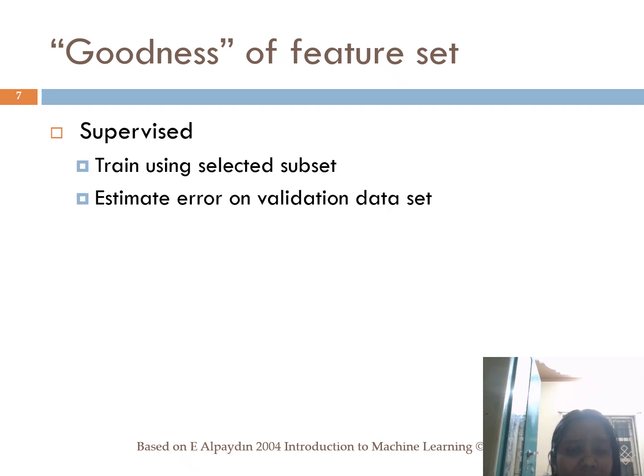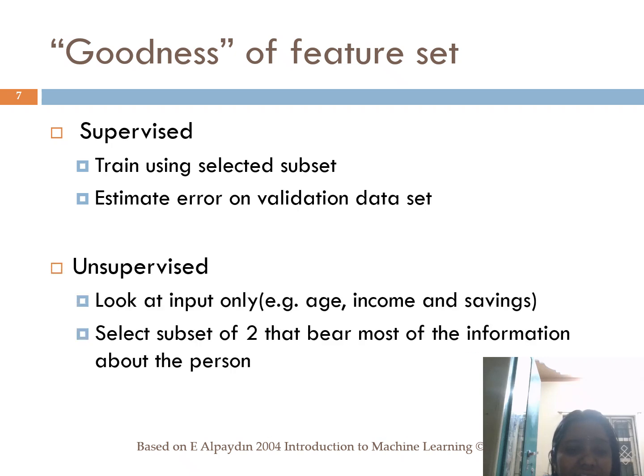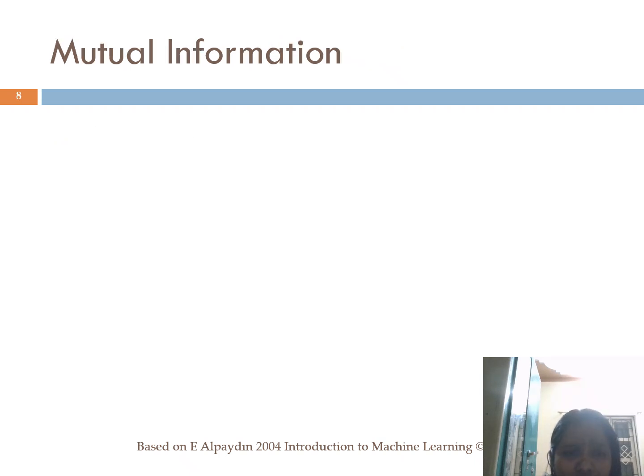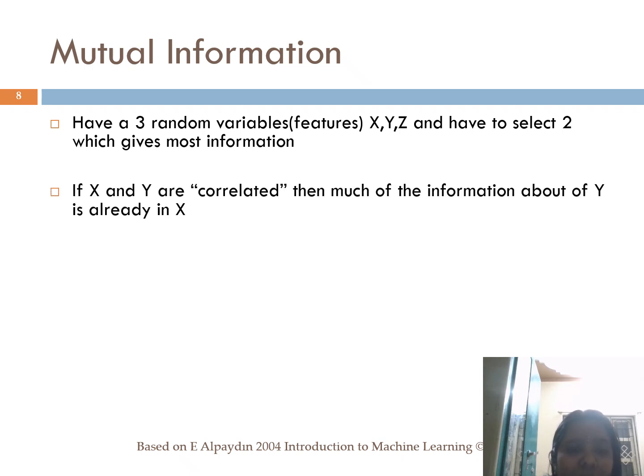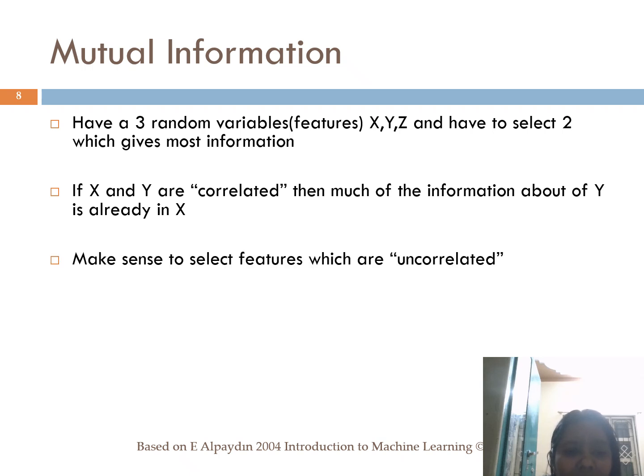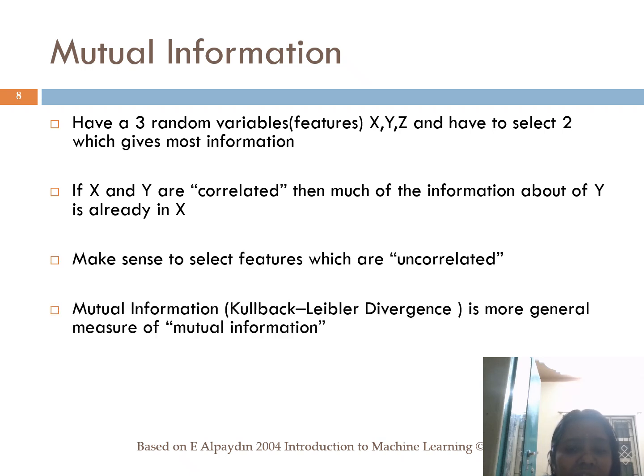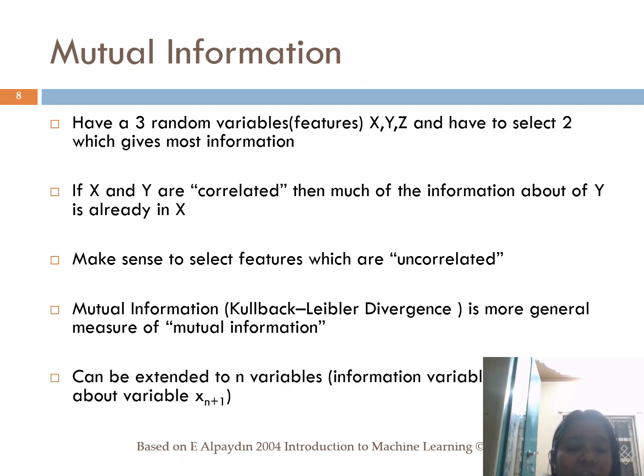In the supervised case, features can be selected using a subset, estimated error, and a validation data set. In the unsupervised case, take inputs such as age, income, and savings, and select a subset of two that bears most of the information about the person. Mutual information takes random variables and selects those with the most information. If x and y are correlated, then much of the information about y is already in x, so it makes sense to select features which are uncorrelated. Mutual information is a more general measure, and it can be extended to variables with many causes.